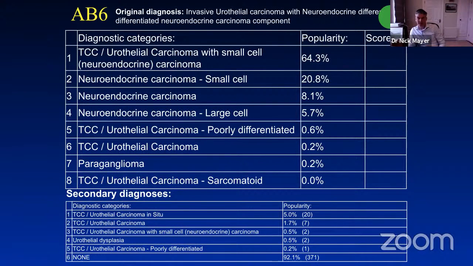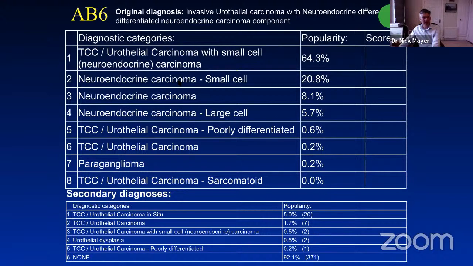And how did we do? Well, we didn't hit the 70% agreement, but we do have potential to merge quite a number of these to similar entities. So this was actually submitted as invasive urothelial carcinoma with neuroendocrine differentiation, i.e. poorly differentiated neuroendocrine carcinoma component. So the submitting pathologist didn't actually commit one way or another regarding small cell or large cell neuroendocrine carcinoma.